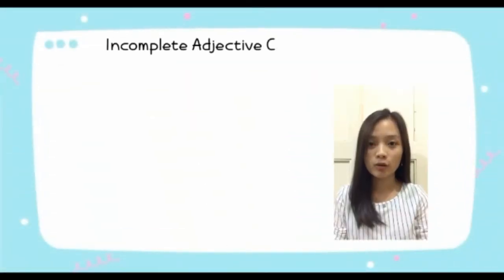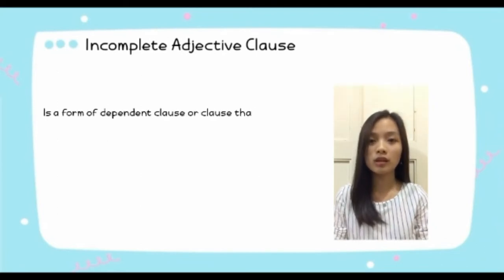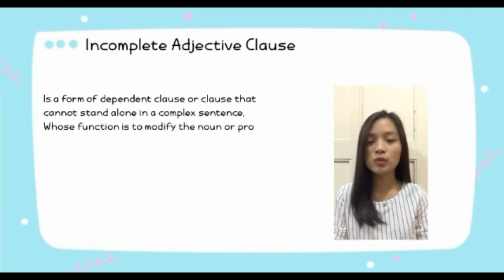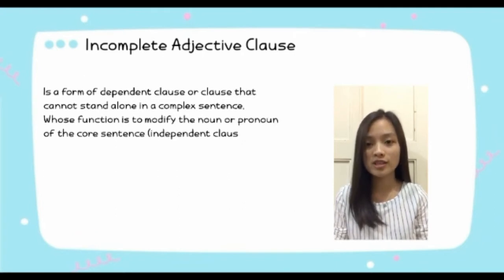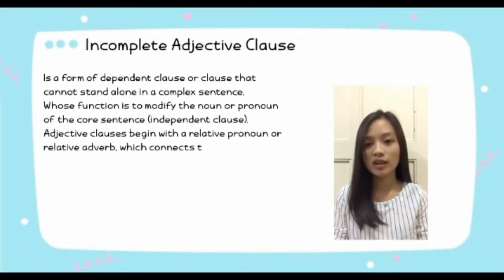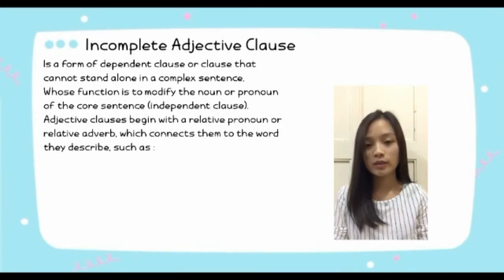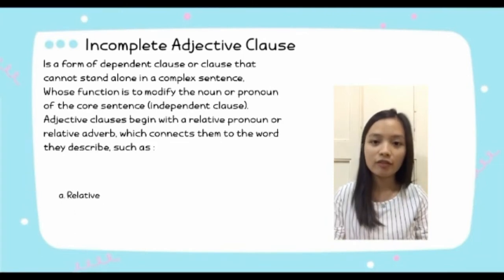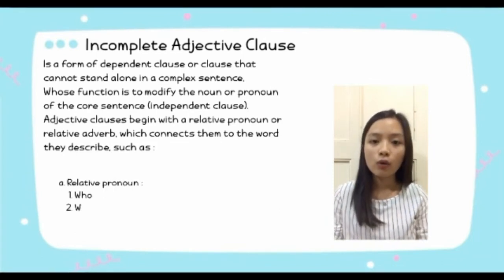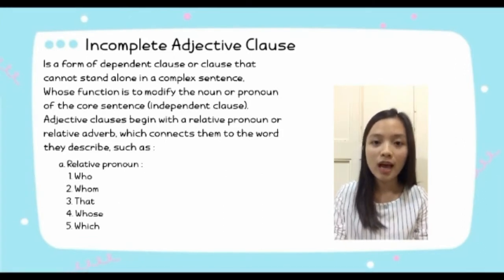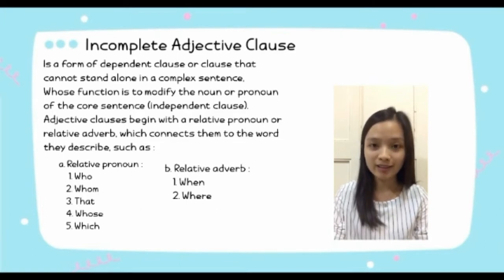Incomplete adjective clause is a form of dependent clause, or a clause that cannot stand alone in a complex sentence, whose function is to modify the noun or pronoun of the core sentence. Adjective clauses begin with a relative pronoun or relative adverb, which connect them to the word they describe, such as: A. Relative pronouns: who, whom, that, whose, and which. B. Relative adverbs: when and where.